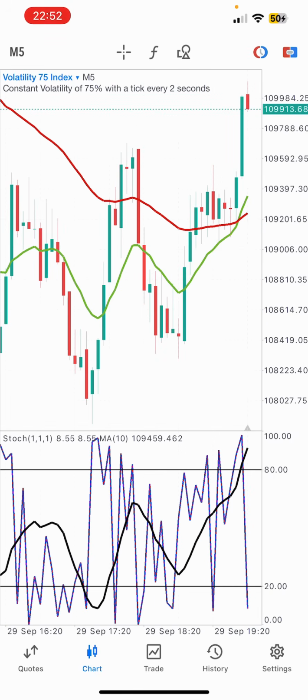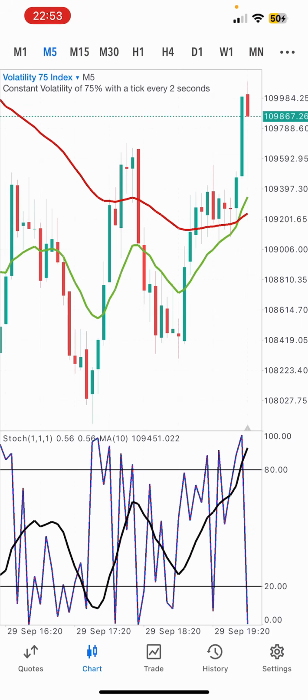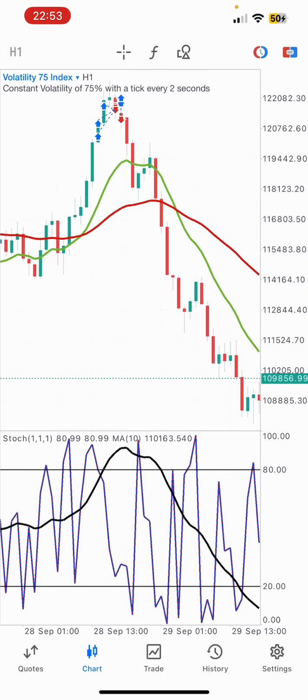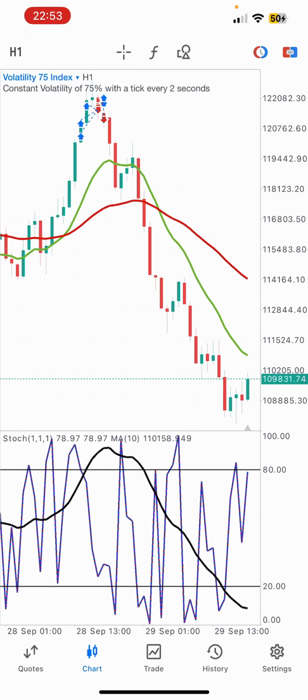So you want to start looking at the market for this strategy from the H1. You go to the M30, which is basically my entry. This is the time frame which I use for my entry. So from the H1, I move to the M30. I will just focus on the H1 and explain to you guys. So that's the first thing you need to do.